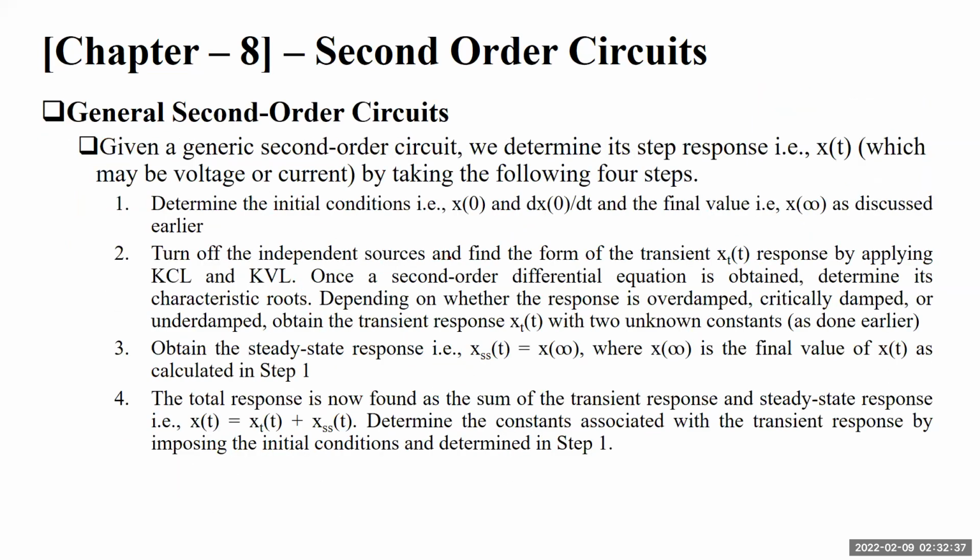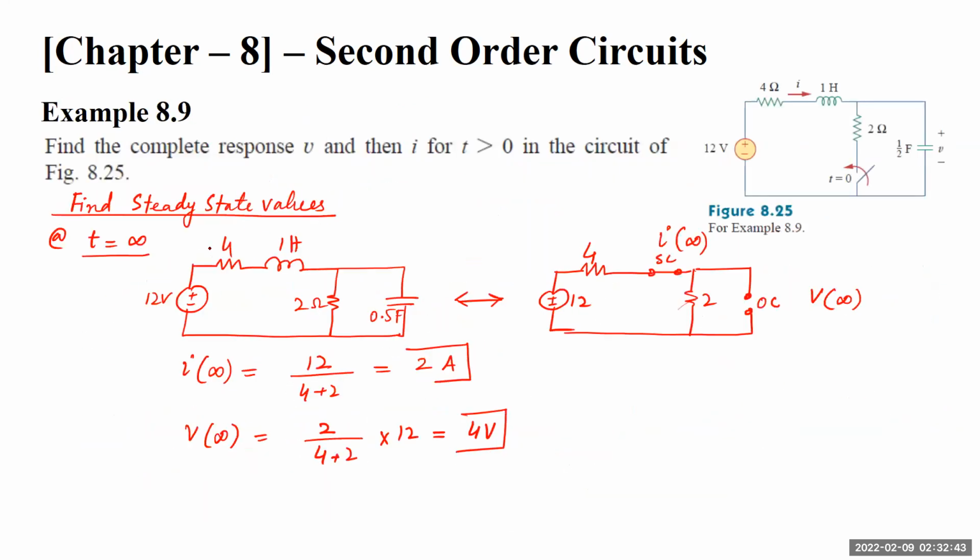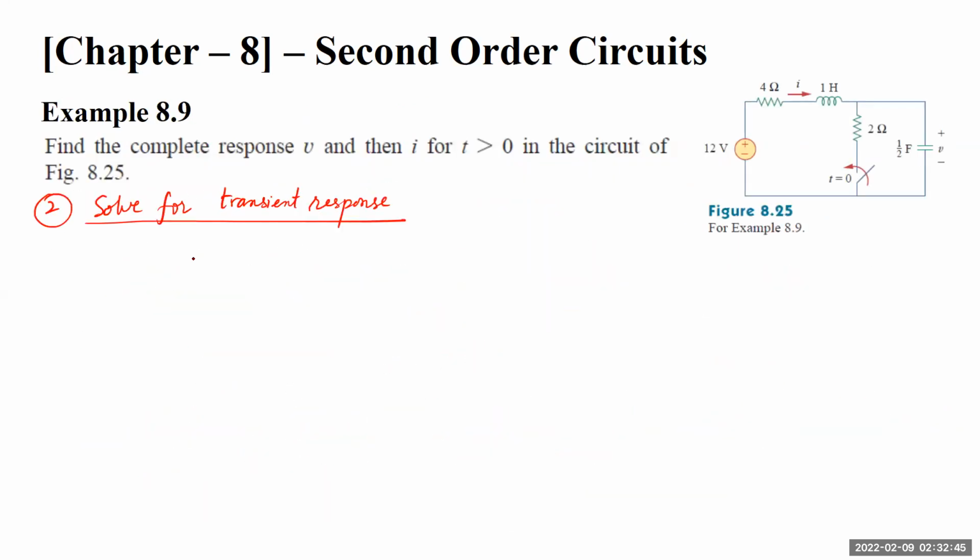Turn off the independent sources and find out the form for the transient response by applying KCL and KVL. So let's just simply turn off the source. Our circuit will look something like this. So this is our equivalent circuit.